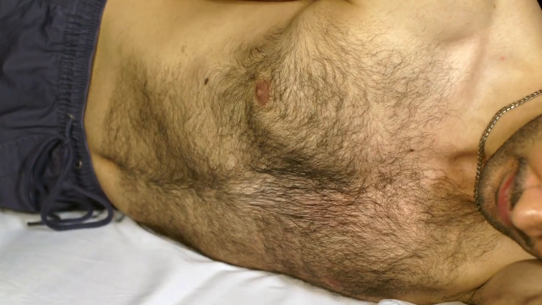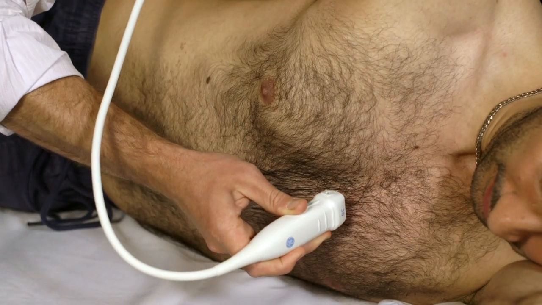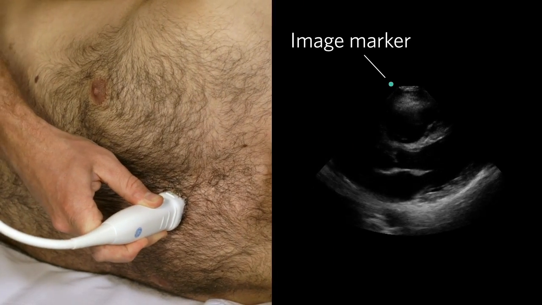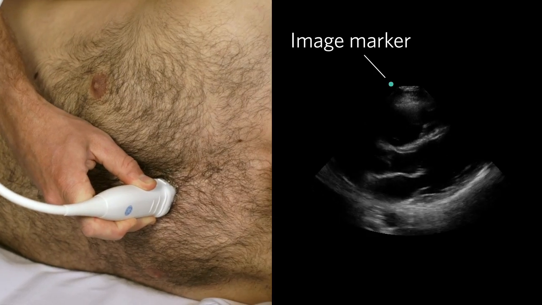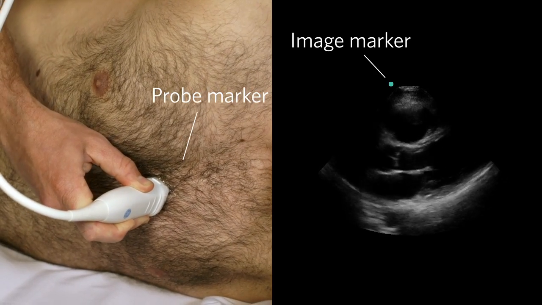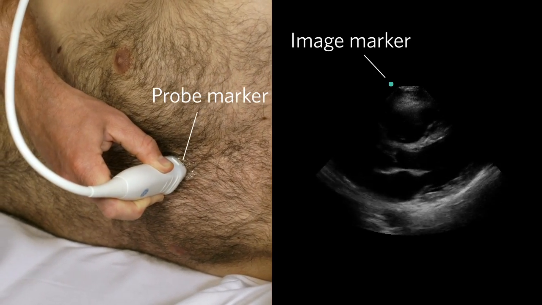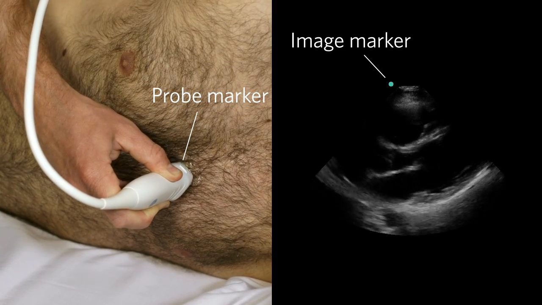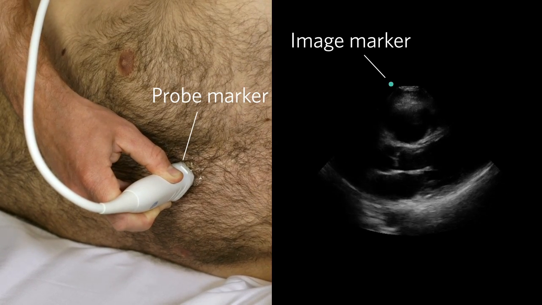Place the probe to the left of the sternum in the 3rd or 4th intercostal space. If your machine shows the image marker on the left side of the screen, which is the radiology convention, orient the probe marker to the patient right. Most point-of-care ultrasound users and this video follow this convention.